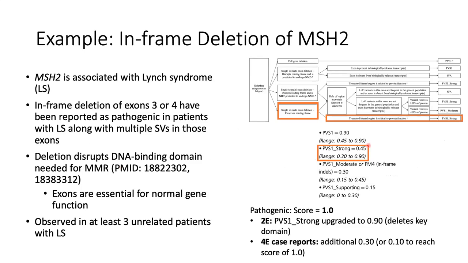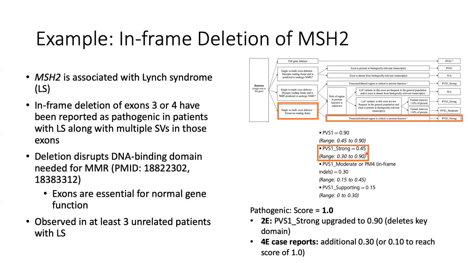And here I have a single or multi-exon deletion. Here I have a multi-exon deletion that preserves the reading frame, and the region that is being deleted is actually essential for protein function. It gets a PVS1 strong. It would get by default 0.45, but since I know that it's an important domain, I would use the highest end of the range.